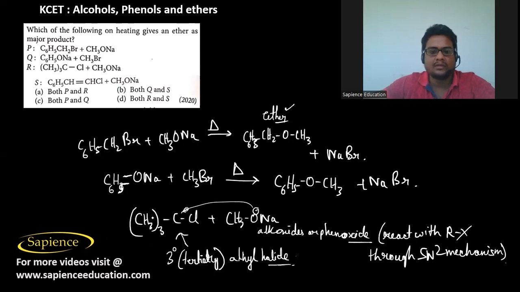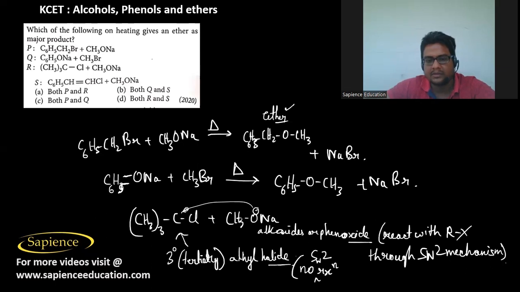more heavier groups attached to it. So here there will be no reaction, since there is more steric hindrance due to these heavier groups. So there will be no SN2 reaction with this methoxide, due to the high amount of steric hindrance.